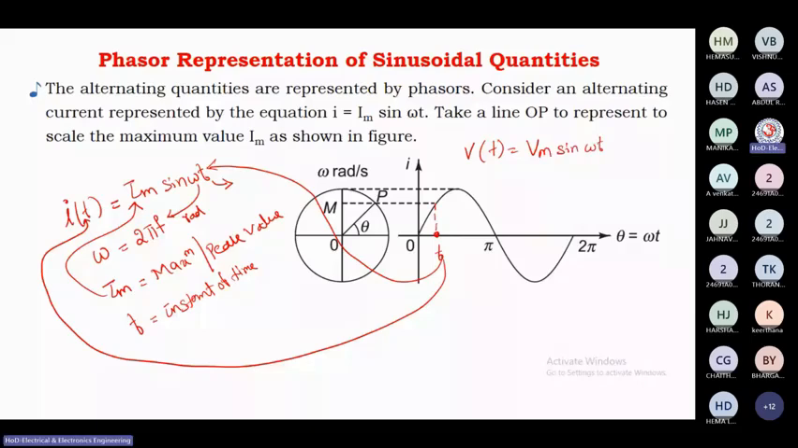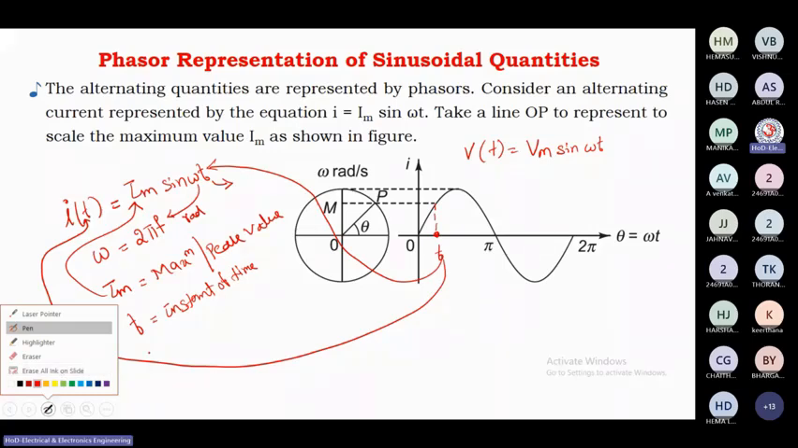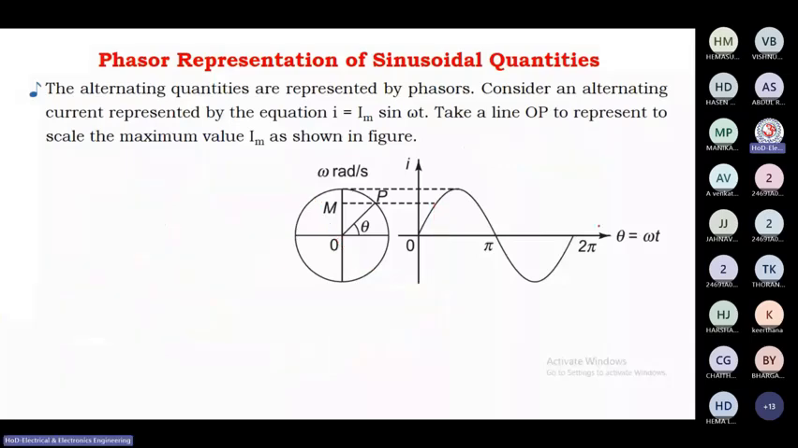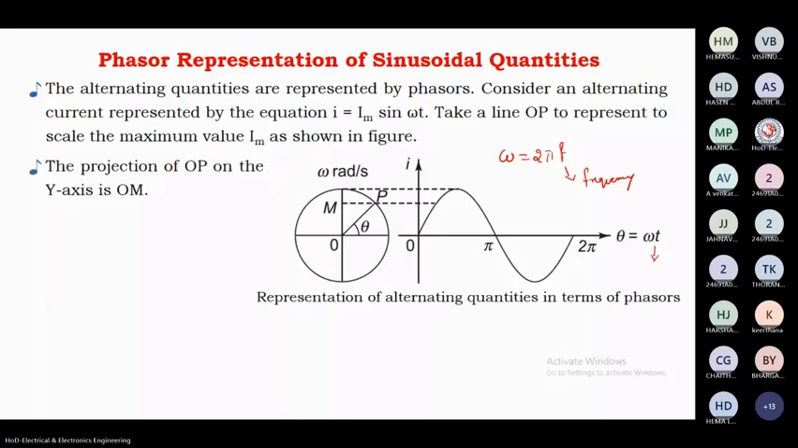So that's what is the relations. So please remember this. Omega is nothing but 2 pi f. T is nothing but the instant of time. So when you see this omega t, omega is nothing but 2 pi into f. F is nothing but the frequency. So this we have seen in the last class.